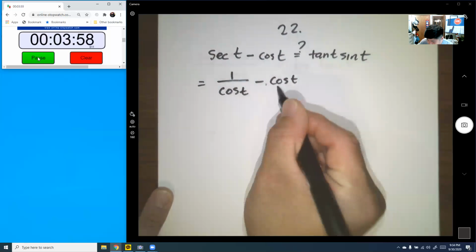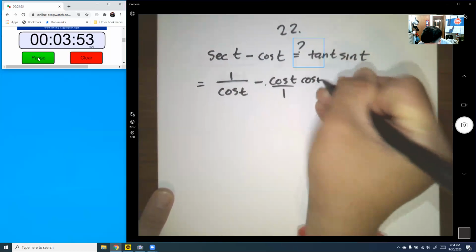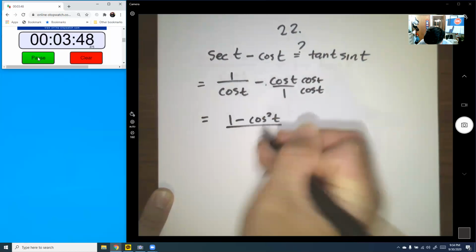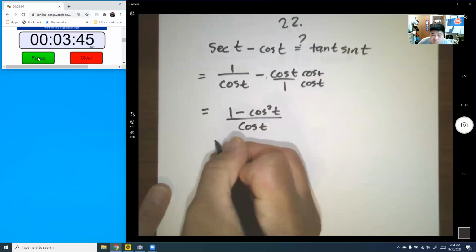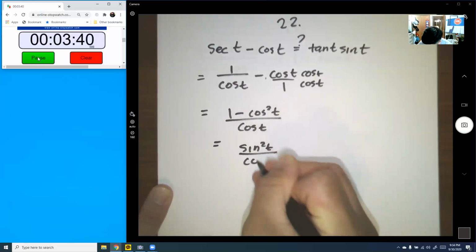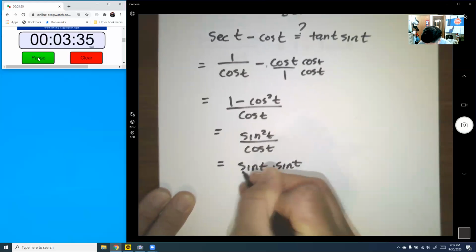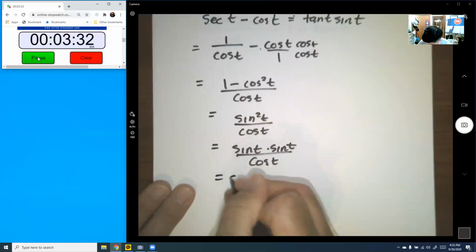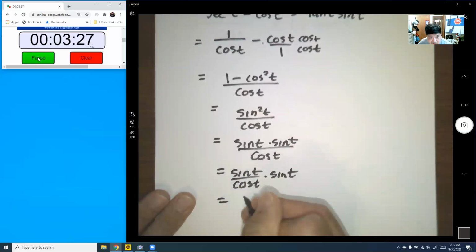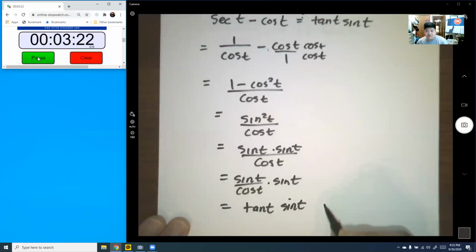So now I'll find a common denominator of cosine of t. I'll multiply by cosine of t over cosine of t. So I have 1 minus cosine squared t over cosine of t. And then 1 minus cosine squared t is sine squared t over cosine of t. Then I can rewrite this as sine of t times sine of t over cosine of t. So if I have sine of t over cosine of t times sine of t, then sine of t over cosine of t is tangent of t. So tangent of t times sine of t, and that has been verified.